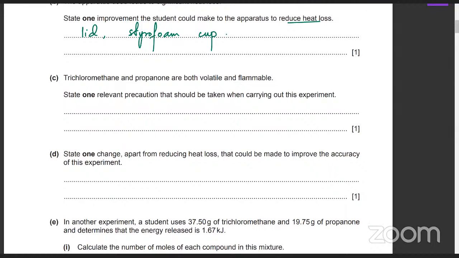Now, part C, trichloromethane and propanone are both volatile and flammable. State one relevant precaution that should be taken when carrying out the experiment. So they're volatile and they're flammable. I mean, so what do you need to do? Just keep flames away. That's it.